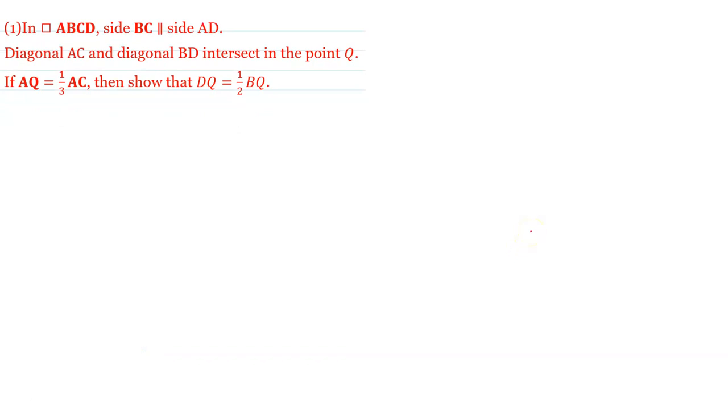Here is the first question. In quadrilateral ABCD, side BC is parallel to side AD. Diagonal AC and diagonal BD intersect in point Q. If AQ is equal to 1 by 3 AC, then show that DQ is equal to 1 upon 2 BQ.